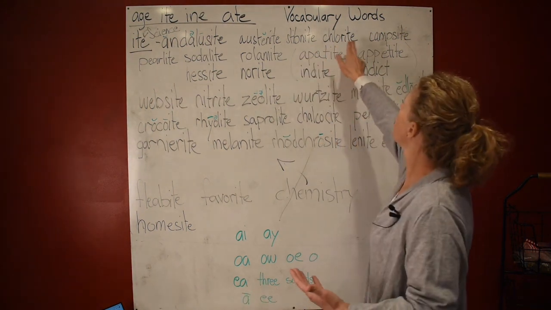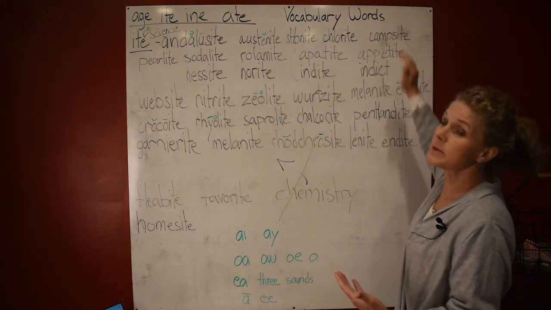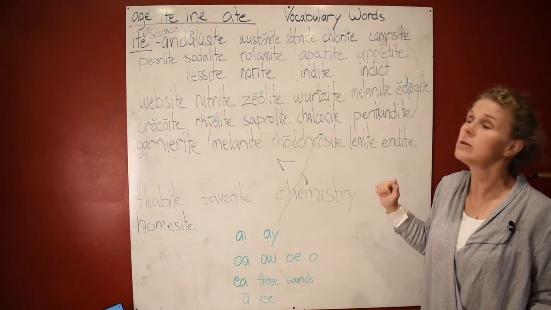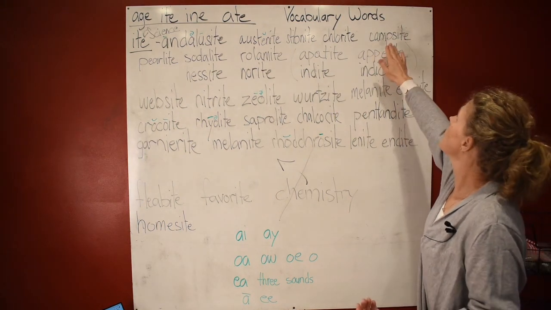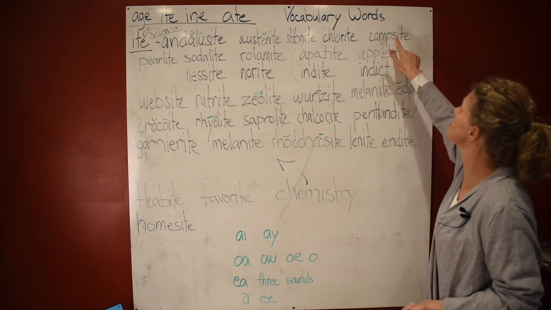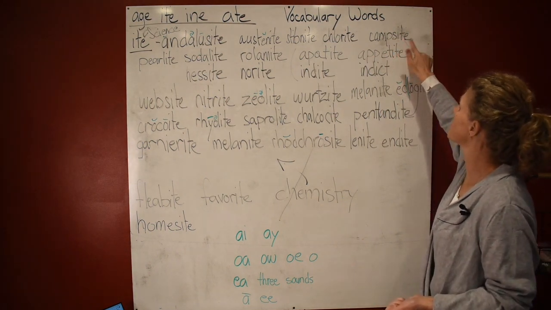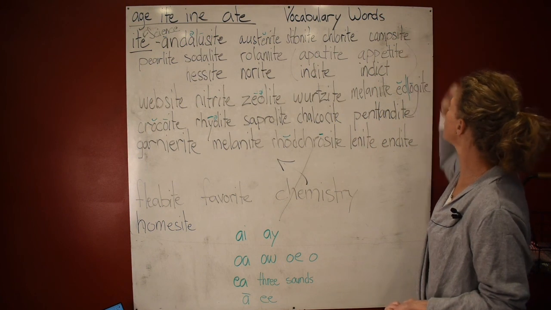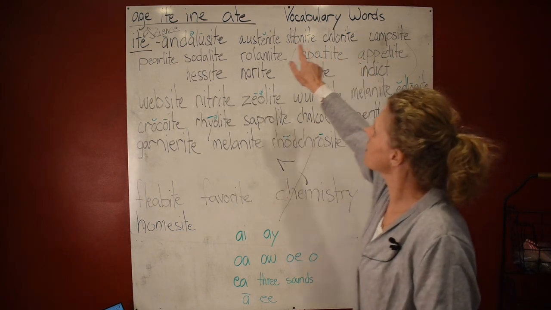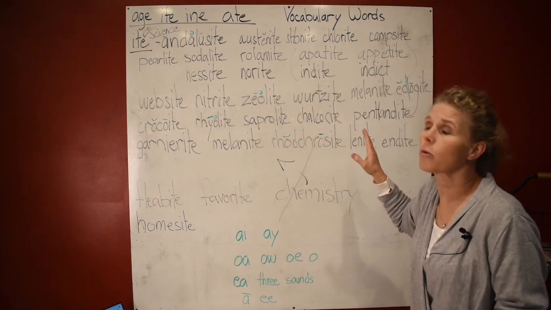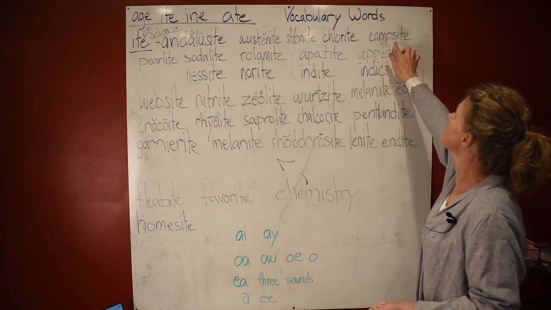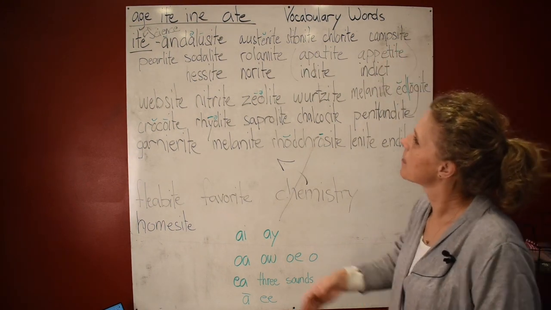Stibnite, chlorite, campsite. Is this right here a science word? No, it's a compound word. So when it's a compound word, this is a silent E syllable. This is not a unit syllable right here. So you just need to make sure that you are understanding that. These right here are unit syllables. They're multi-syllable words that say ite. But this one is not one, because site is its very own word.